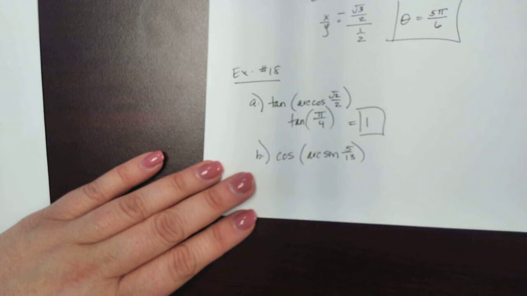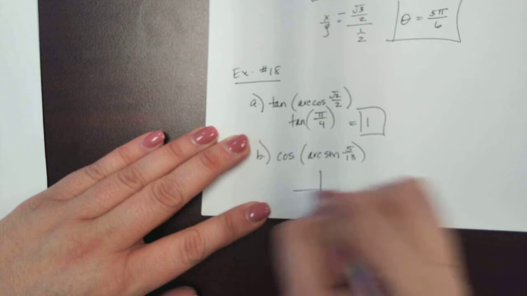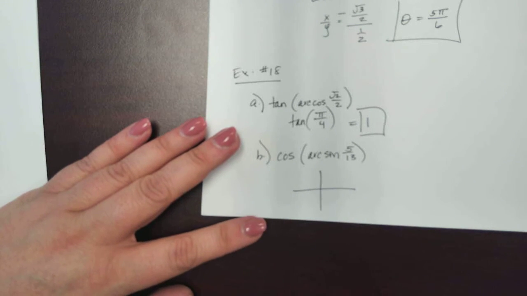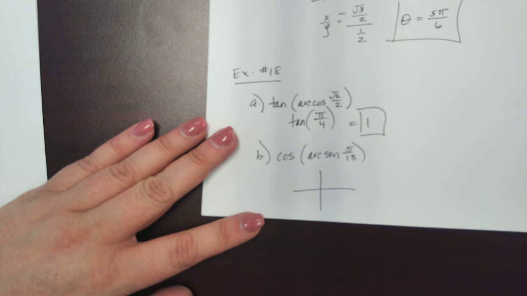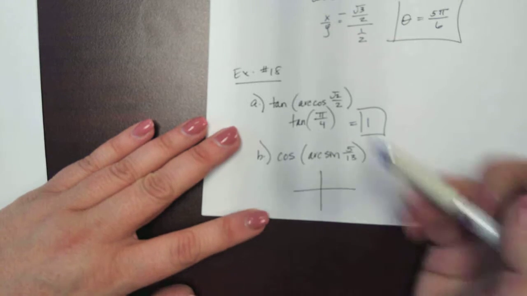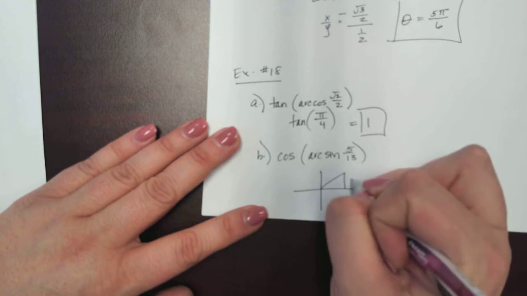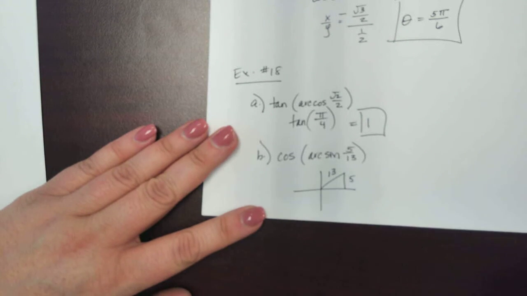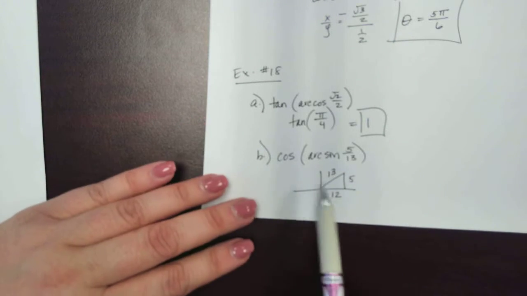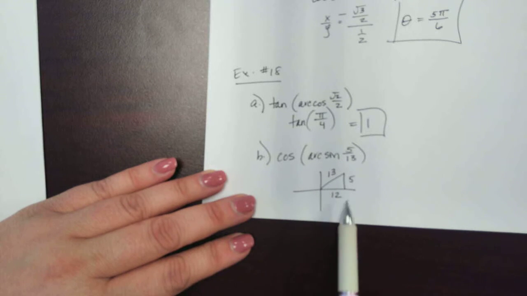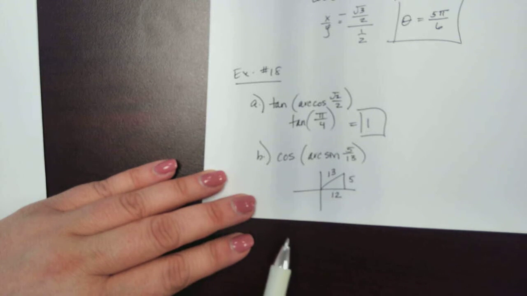What is cosine of arc sine of 5 over 13? Well, it's gotta be something with the triangle. Sine is positive, so it's quadrant 1, because sine is valid in quadrant 4 and quadrant 1. Sine is opposite over hypotenuse, so this is 5, 13, and the last side is 12, because it's a Pythagorean triple.